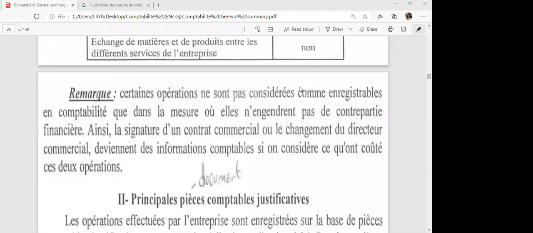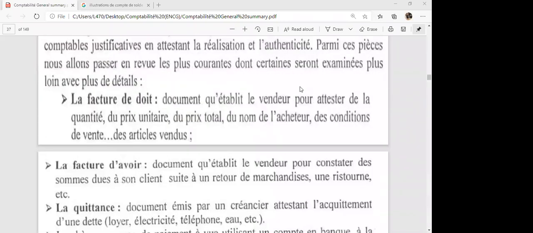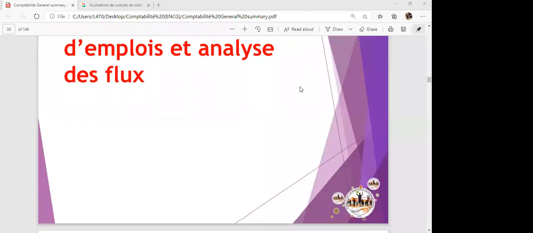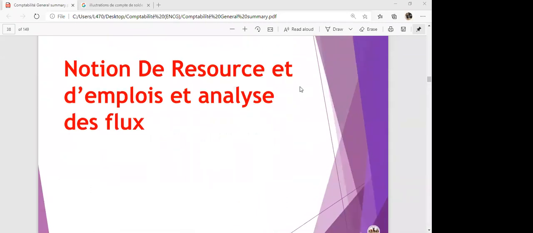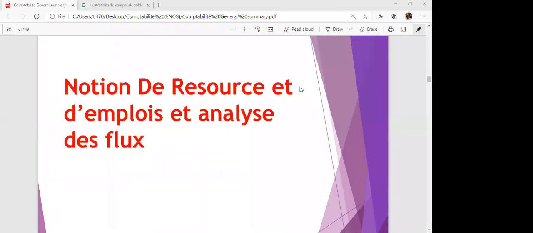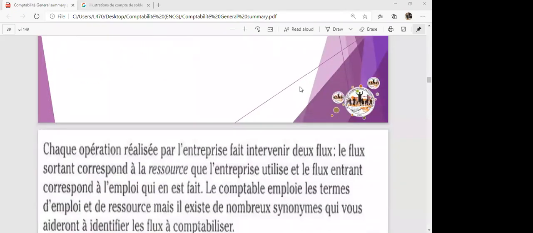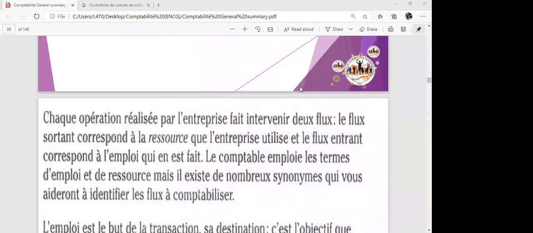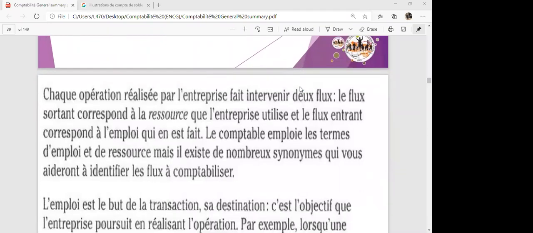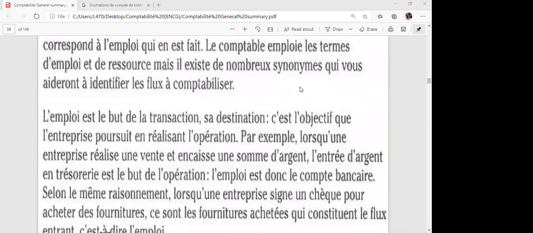All these things. So moving on to this, la notion de ressources et des emplois et analyse de flux. So this is just a build up from what we did earlier on, le flux, continues all the way to here. These are just notes.